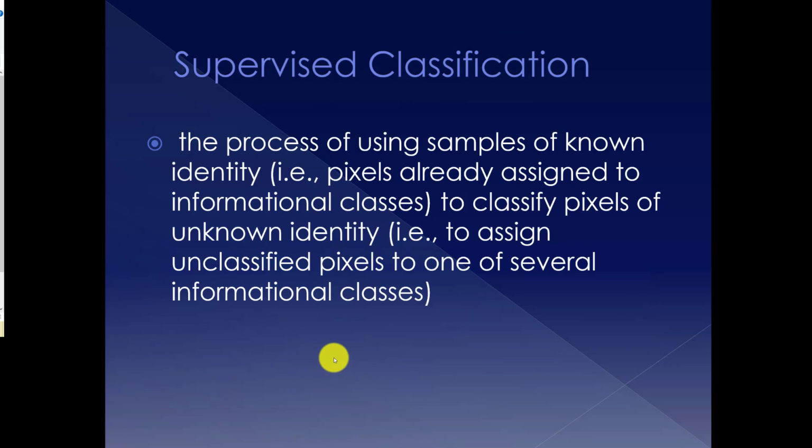Now, we're going to switch gears here and talk about supervised classification. In the real world, you will use both, mostly supervised classification. This is where you assign samples of known identity. The pixels are already assigned to informational classes, and then you classify unknown pixels to match that classification. This assigns unclassified pixels to one of several information classes.